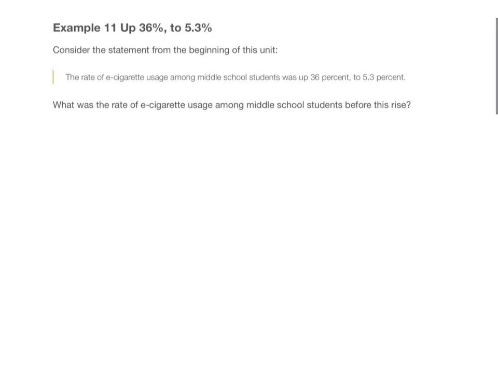For our final example, we'll consider the statement from the beginning of the unit, which was that the rate of e-cigarette usage among middle school students was up 36% to 5.3%. Right? And our goal is to figure out the rate of e-cigarette usage among middle school students before this rise. So the two numbers that we have are this 36% and this 5.3%. Right? So the 5.3% gives us a current rate of e-cigarette usage. Right? So we have the current rate, right? And then that is up 36% from what it was before.